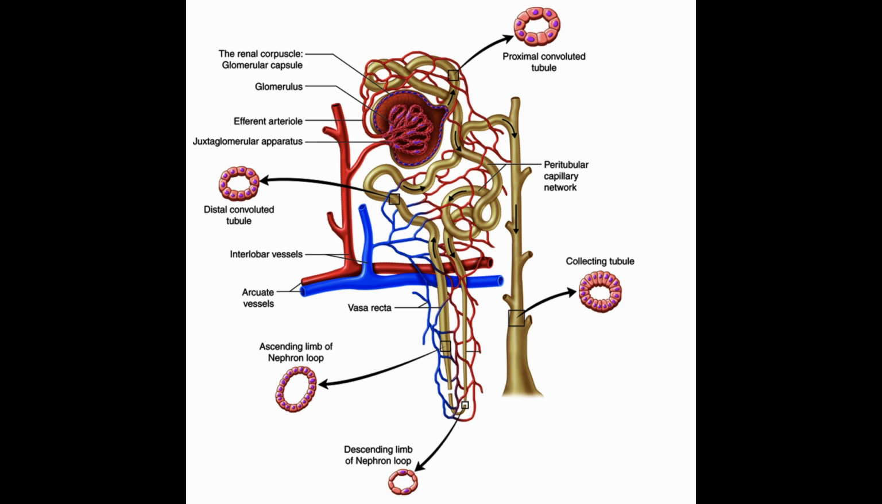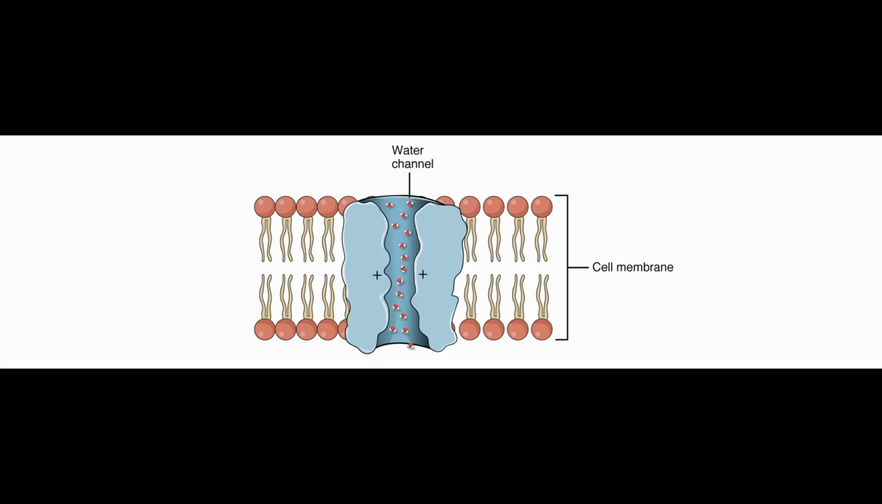Collecting ducts merge as they descend deeper into the medulla and drain into a papilla. Collecting ducts are lined with membrane protein channels called aquaporins. Just like their name suggests, with hormonal regulation, these channels allow water to pass from the duct lumen through the cells and into the interstitial spaces. This process allows for the recovery of large amounts of water from the filtrate back into the blood.